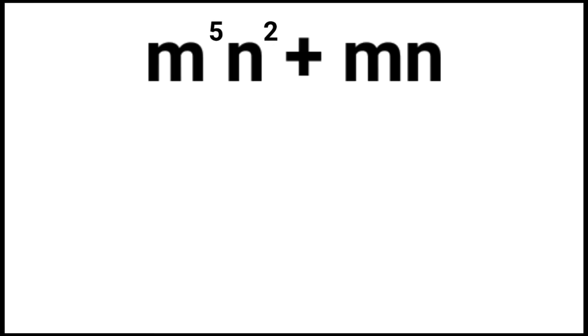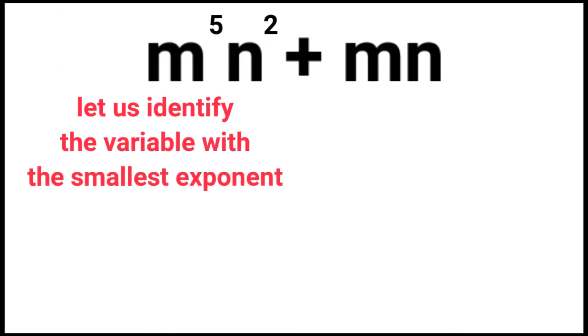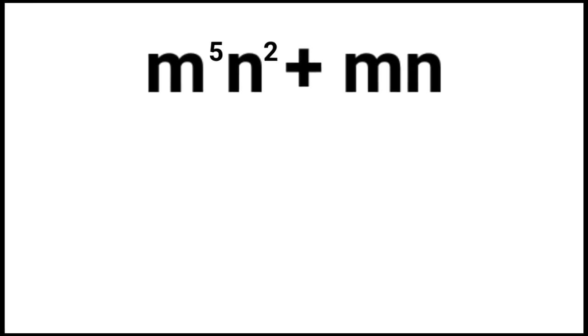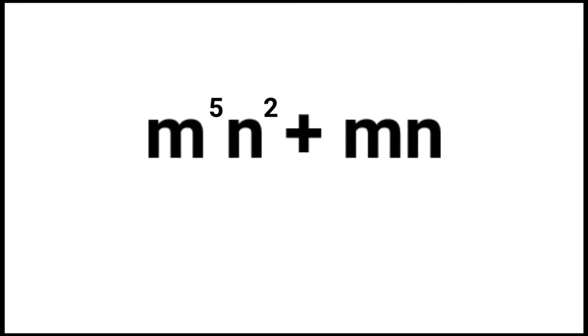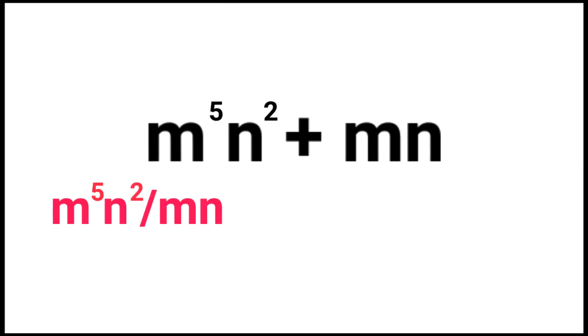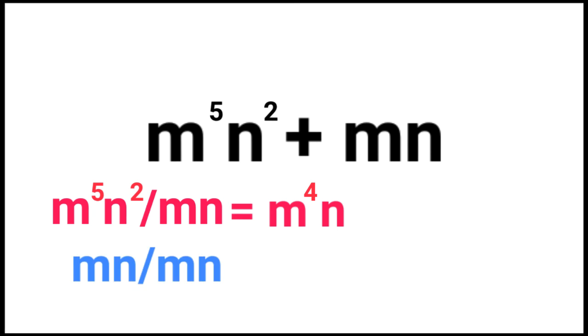Example number 3. m to the 5th n squared plus mn. Let us identify the variable with the smallest exponent. The GCF is mn. Use mn as the divisor for each term of the polynomial. So we have m to the 5th n squared divided by mn equals m to the 4th n. mn divided by mn equals 1.